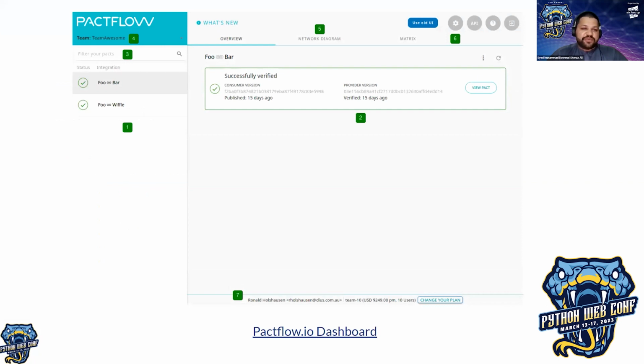Its UI is different from Pact Broker, so you can see it here. It's showing details of consumer version, provider version, when the contract was verified, when it was published. Another great thing about both Pactflow and Pact Broker is that they maintain a network diagram of the services. So let's say we have our Foo service that is communicating with Bar and Baz, there will be a network diagram for Foo showing which services it is communicating with.